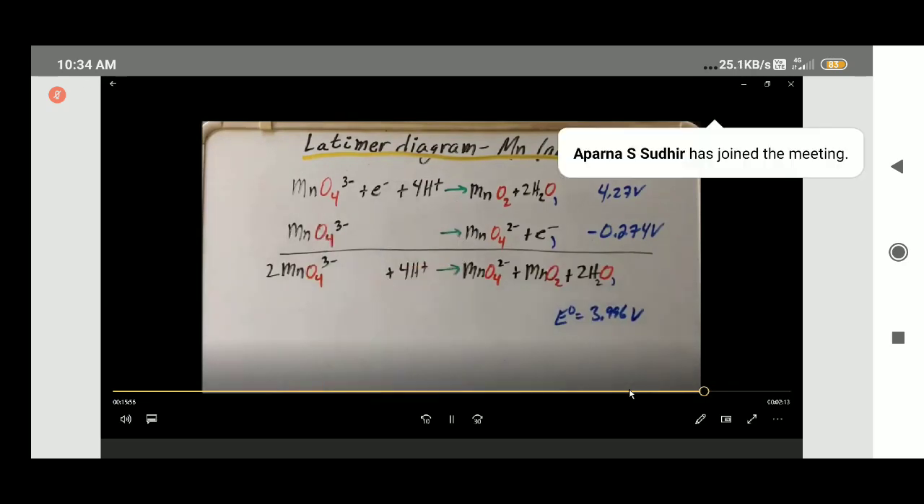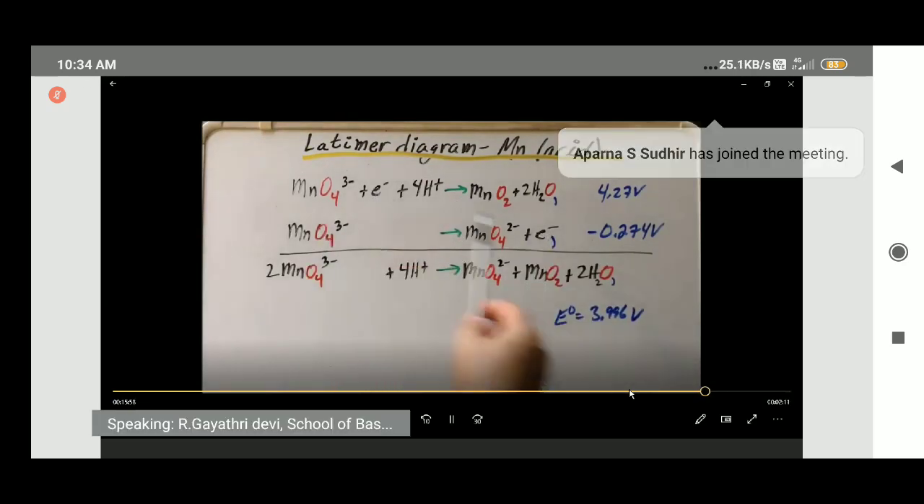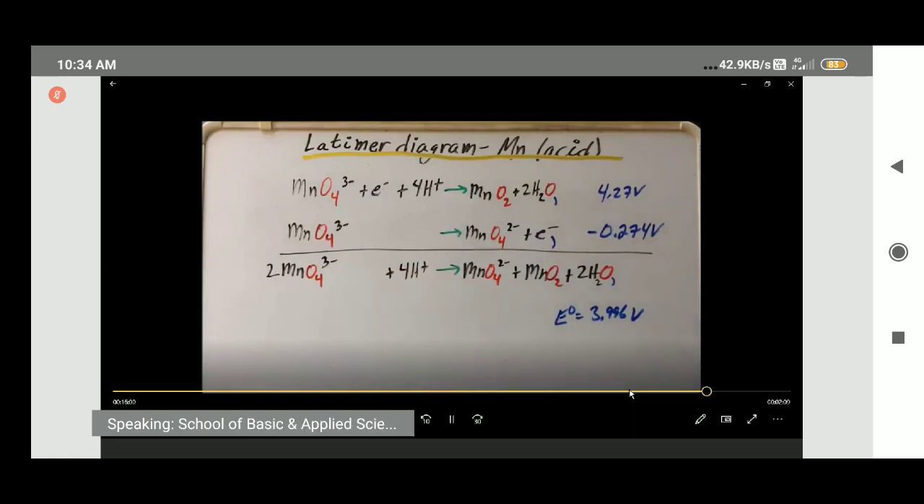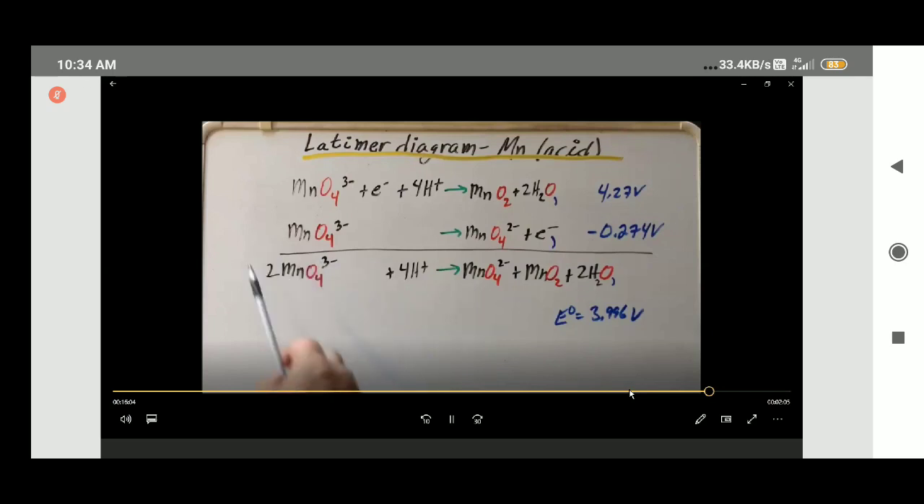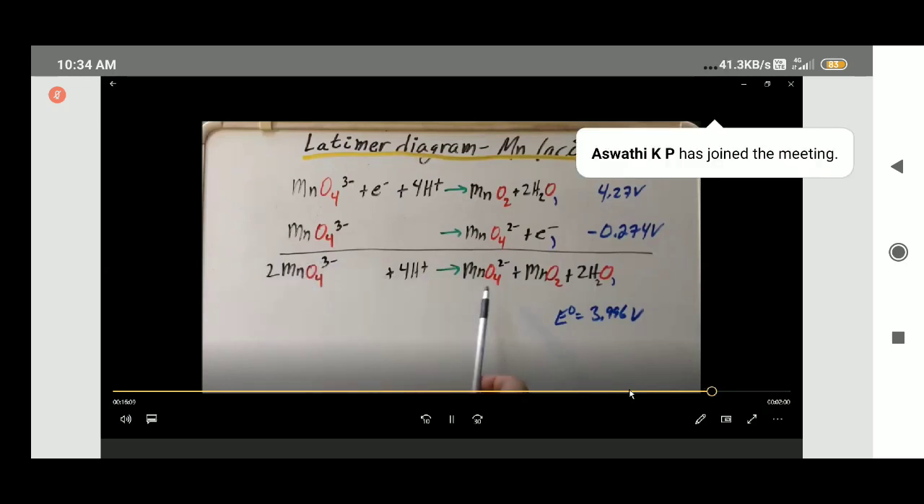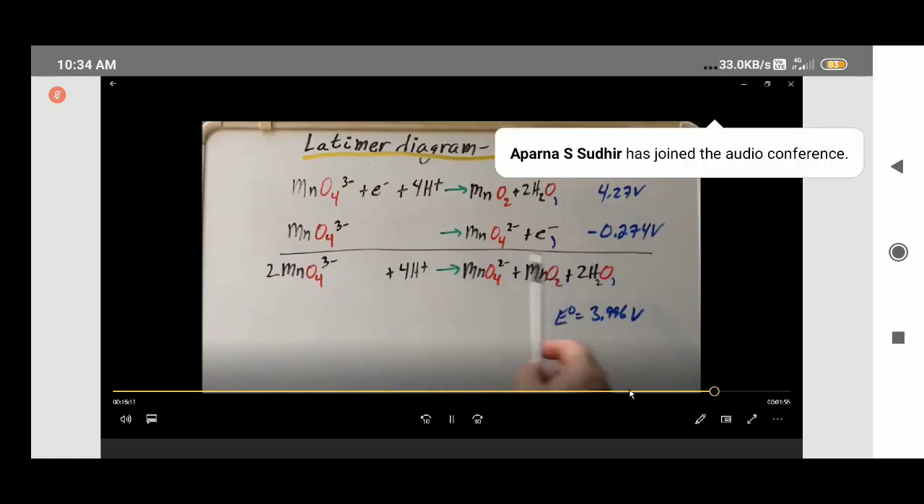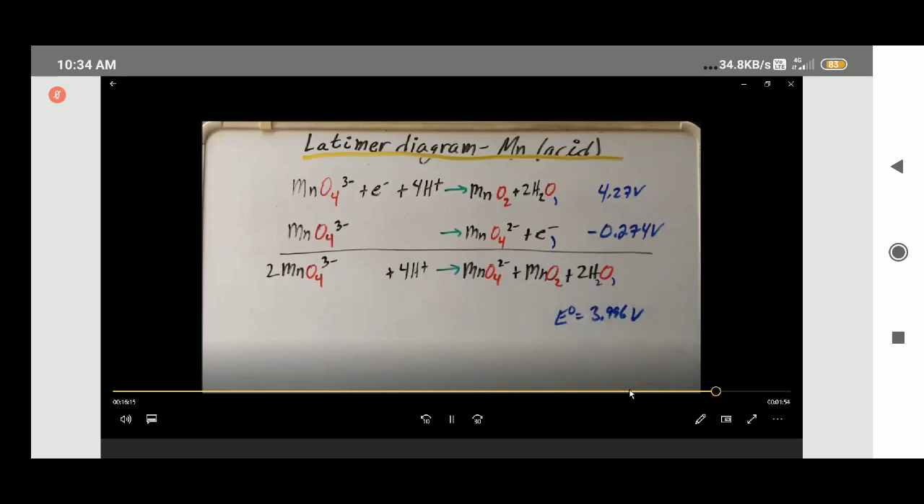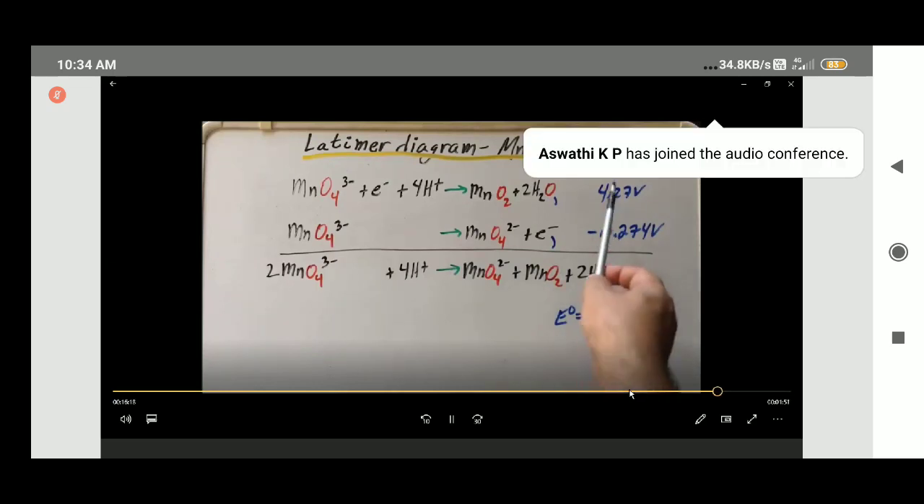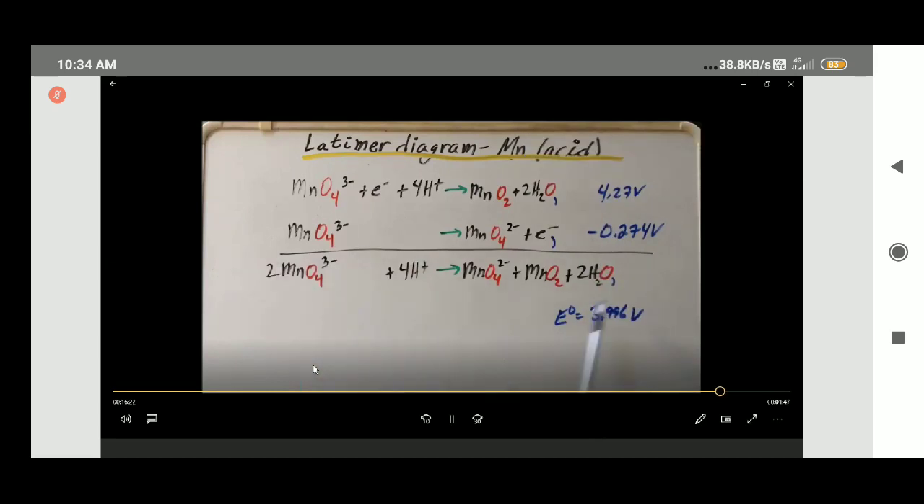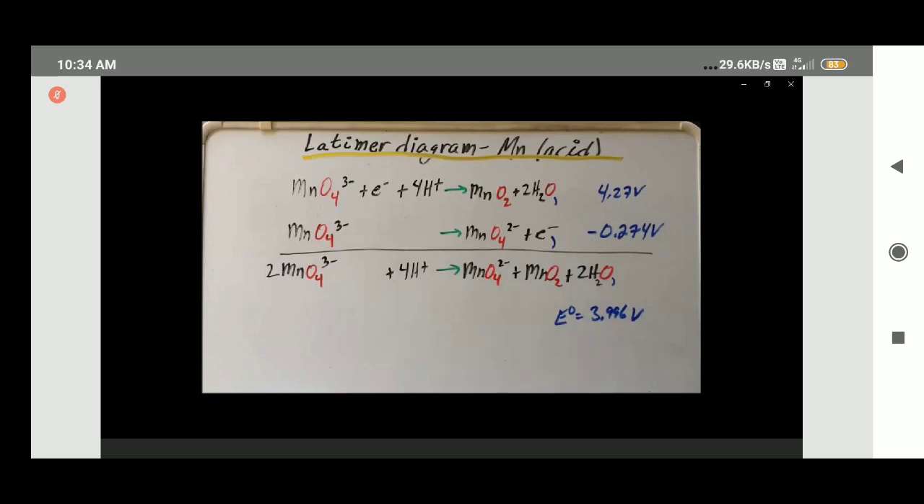Our next step now is to add these 2 half reactions together. You notice that we have 1 electron on each side, so that cancels out. And we're left with 2 ions of hypomanganate plus 4 protons disproportionate to give us 1 ion of manganate ion, 1 molecule of manganese dioxide, and 2 molecules of water. And we simply add these 2 values together to get that the standard reduction potential voltage of this particular cell is going to be 3.996.